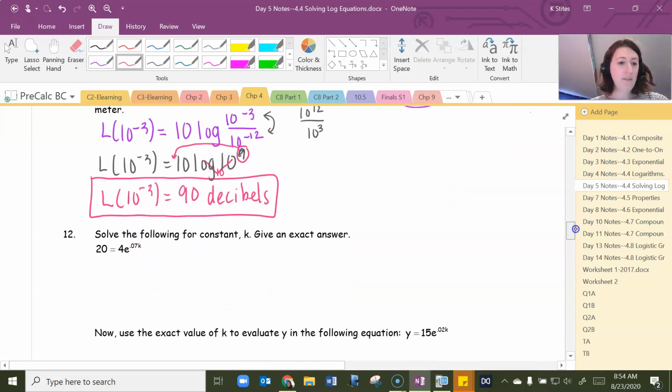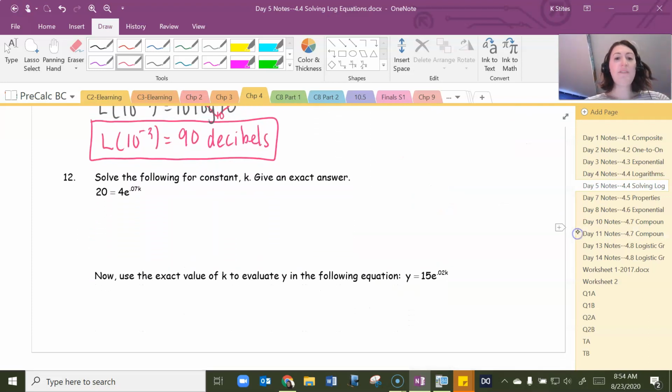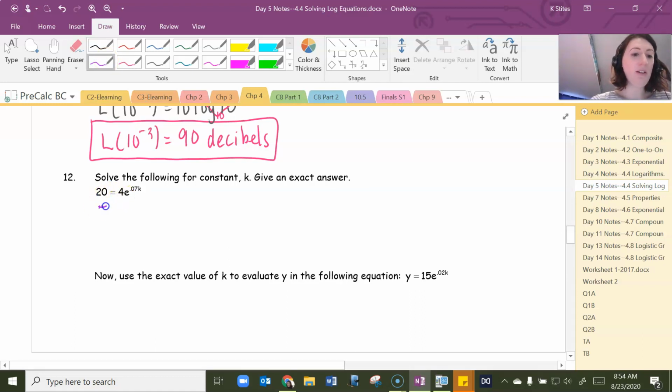All right, and our final problem. Solve the following for constant k, give an exact answer. And then we'll use that value of k to evaluate y in the given equation. So, all right, let's solve for k. Well, let's divide by 4. All right, and then we have an e here, so how about we natural log both sides? So I have natural log of 5 equals 0.07k, and then to solve for k, I'm just going to divide.